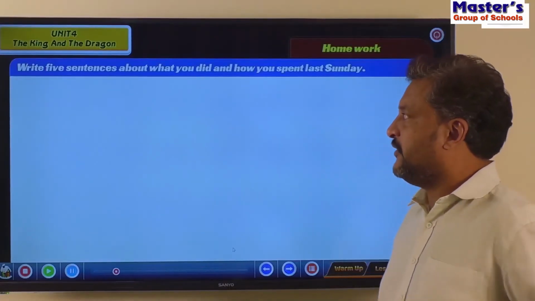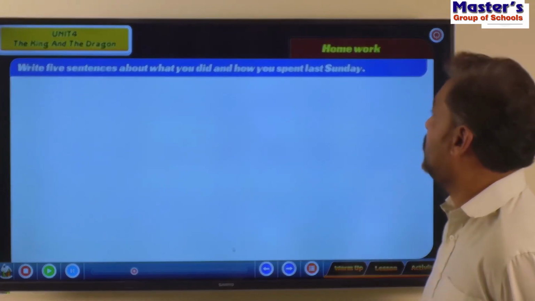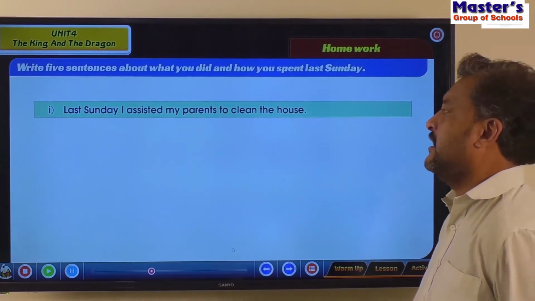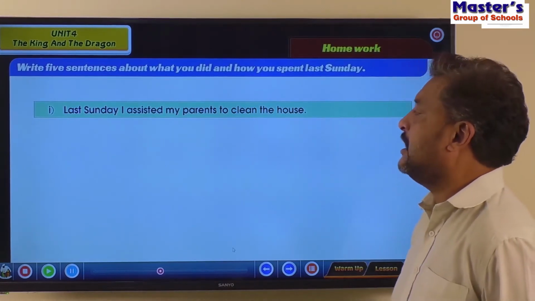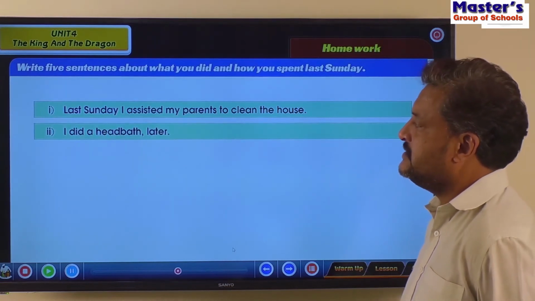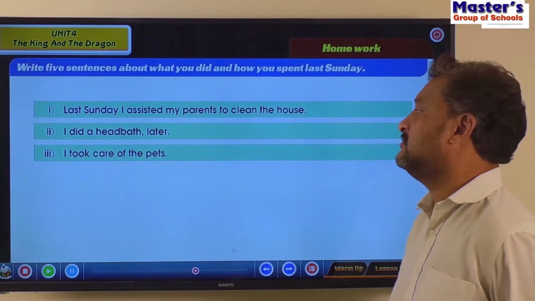Homework. Write 5 sentences about what you did and how you spent last Sunday. Last Sunday, I assisted my parents to clean the house. Is one sentence. I did a head bath later. After helping my parents, I did a head bath.